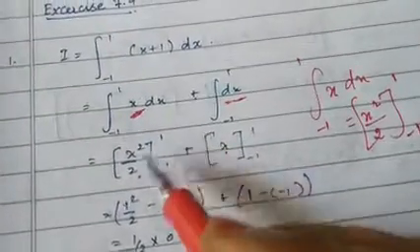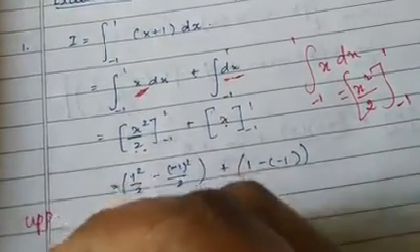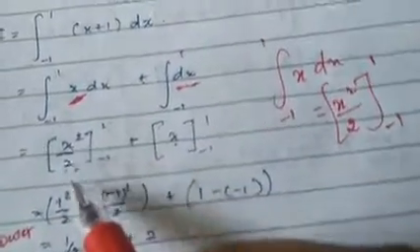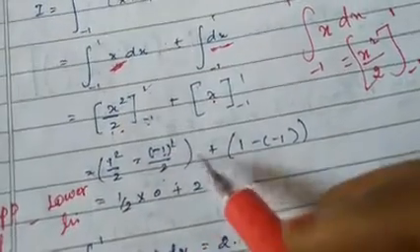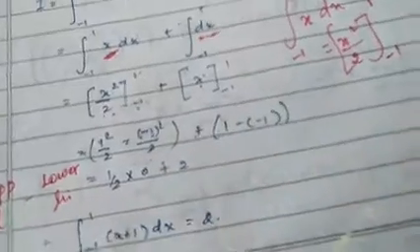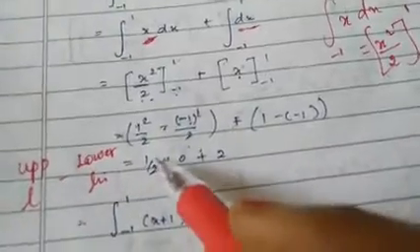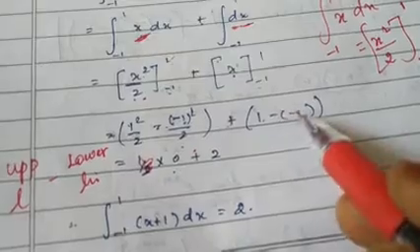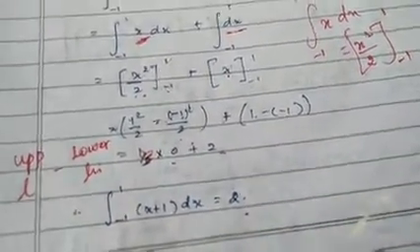Therefore, substitute the upper limit here. When you substitute, you will get 1 squared divided by 2, the upper limit, minus the lower limit, which is minus 1 the whole squared by 2. Then plus the upper limit 1 minus the lower limit, which is minus 1. Whenever it is an integer, you should be very careful. Therefore, 1 by 2 minus 1 by 2 is nothing but 0. Here it is 1 minus of minus 1, which is 2. Therefore, 0 plus 2 is nothing but 2. Therefore, write the value of the integral.